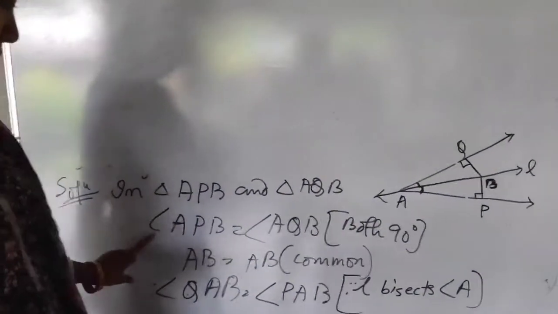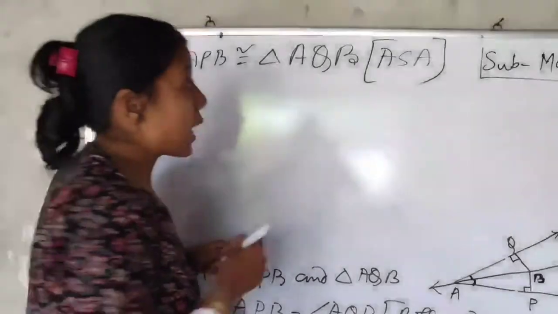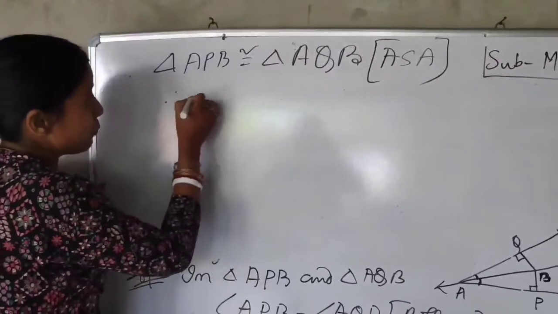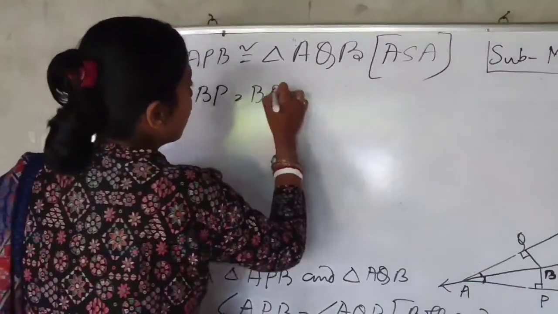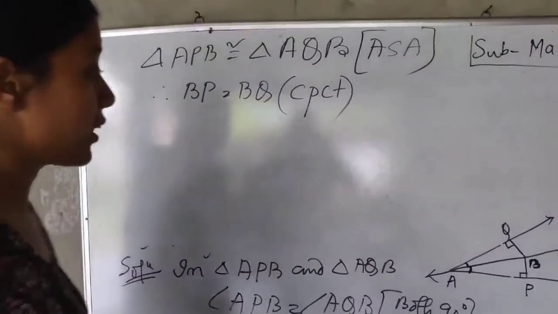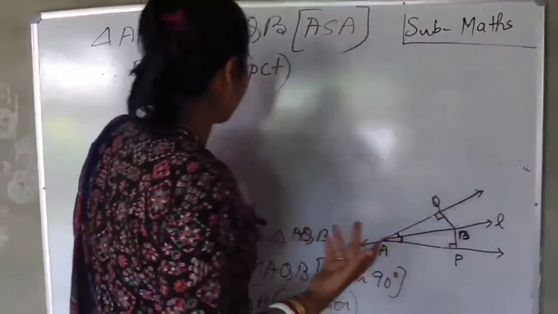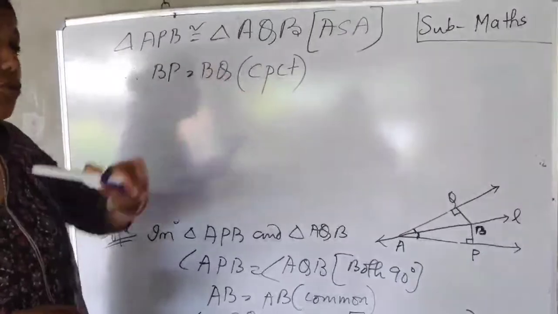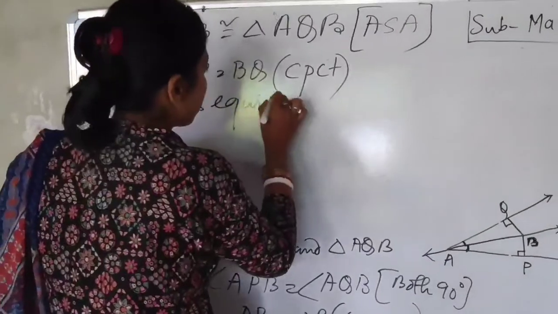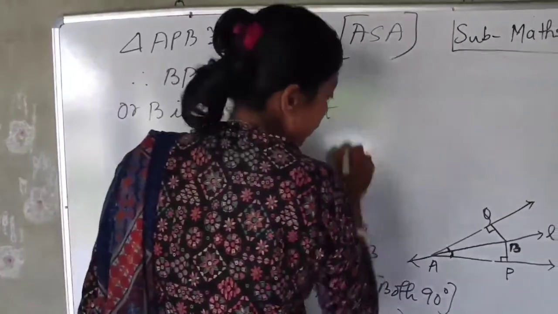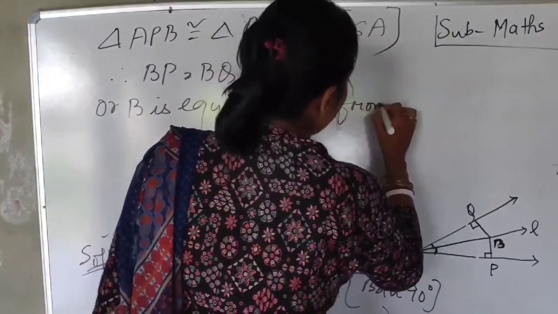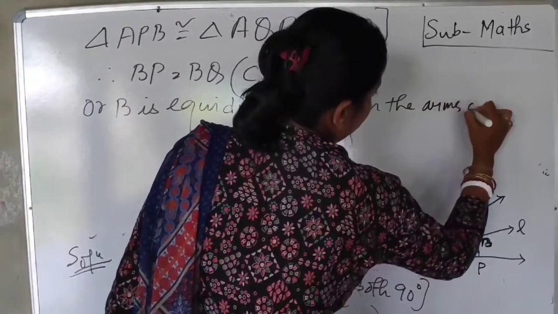Now we have got three things: triangle APB is congruent to triangle AQB by the ASA rule, angle side angle. So from here we can write BP equals BQ, because if both triangles are congruent, then their corresponding sides are equal, since corresponding parts of congruent triangles are equal. Or we can say B is equidistant from the arms of angle A.